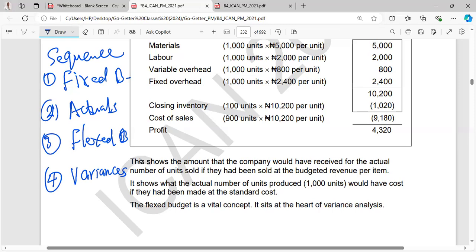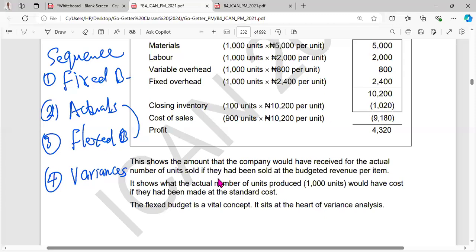They will never be the same, except if the actuals are the same level of activity with the fixed. Then there will be no need to flex because the actuals conform with the level of activity with the fixed. But if they don't conform, you must flex. Then it is now going to be variances based on actual and the flexed. All right. So that's it.